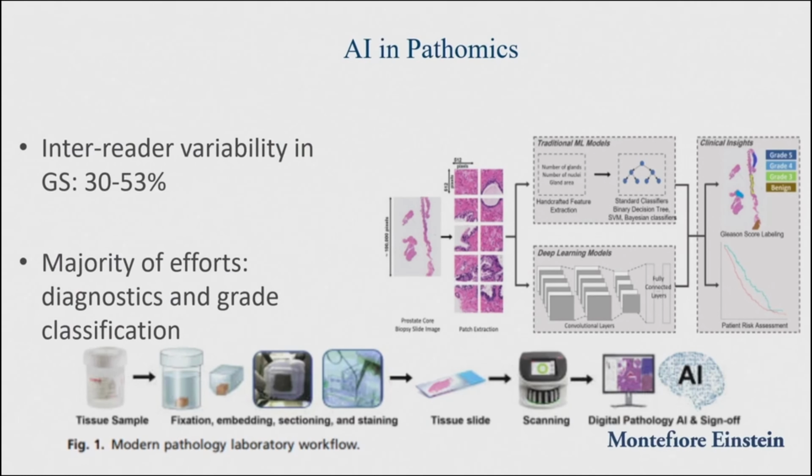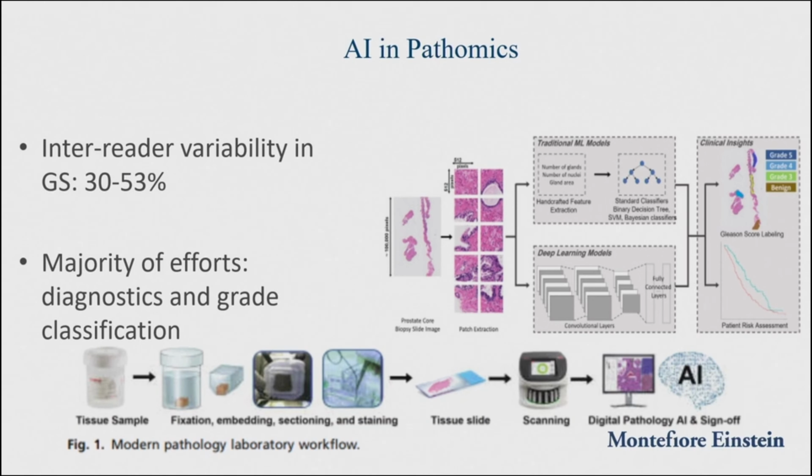AI in pathomics is another area that is ripe with development, because as much as imaging is susceptible to technique and human input, which is completely variable, so too is pathomics. It's dependent on the person doing the biopsy, the person who did the scan and read the scan, and then the person who's interpreting the slides. Many levels of variability there. And in any prostate biopsy interpretation, there's an inter-reader variability of about 30 to 53% for Gleason score grading.